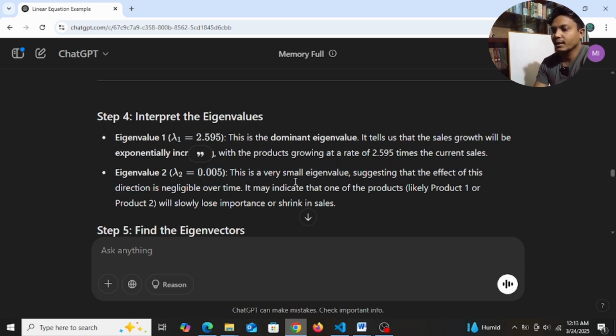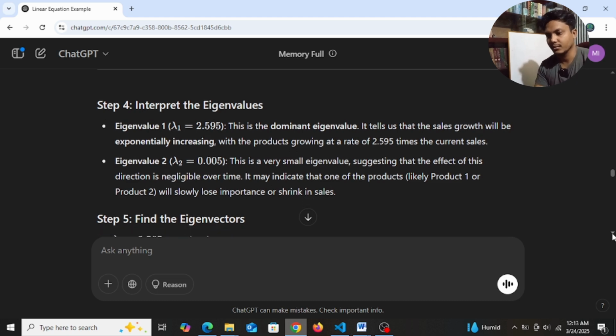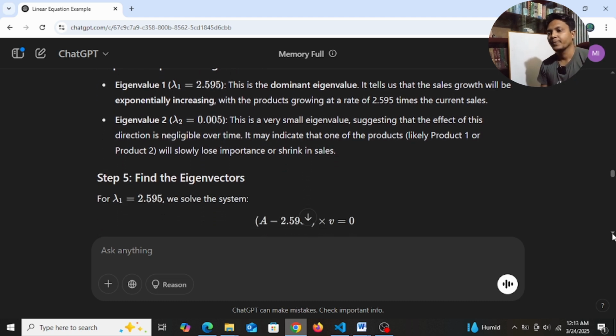This is a very small eigenvalue, suggesting that the effect of this direction is negligible over time. It may indicate that one of the products, likely product 1 or product 2, will slowly lose importance or shrink in sales. So there is a possibility that one of the products will get less sales.